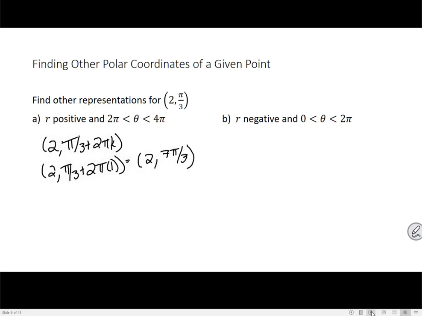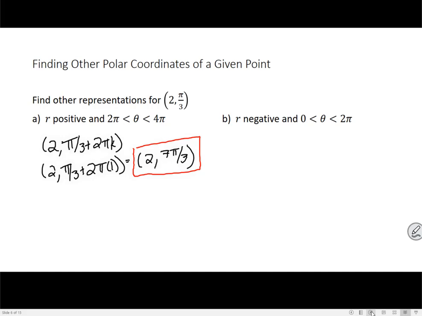All right. Now, is that the only representation between 2 pi and 4 pi? Well, yes, because notice the next integer is 2, and if I let k be 2, I already have 4 pi, so that'd be pi thirds plus 4 pi, and that is going to be too big to be in my interval from 2 pi to 4 pi. So I have one answer for my representation of that point.